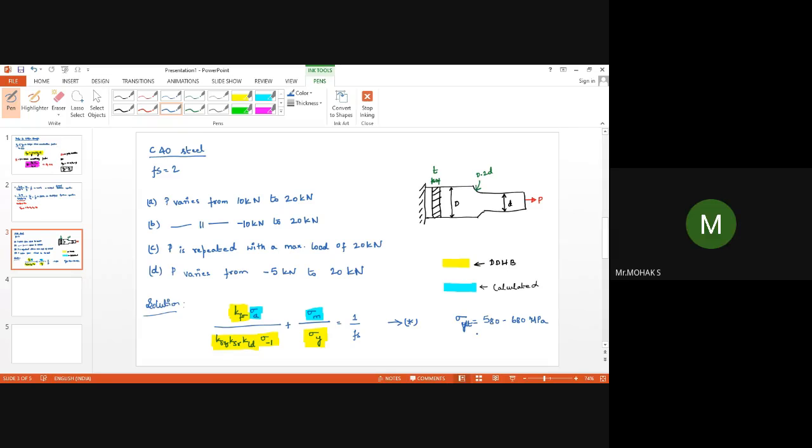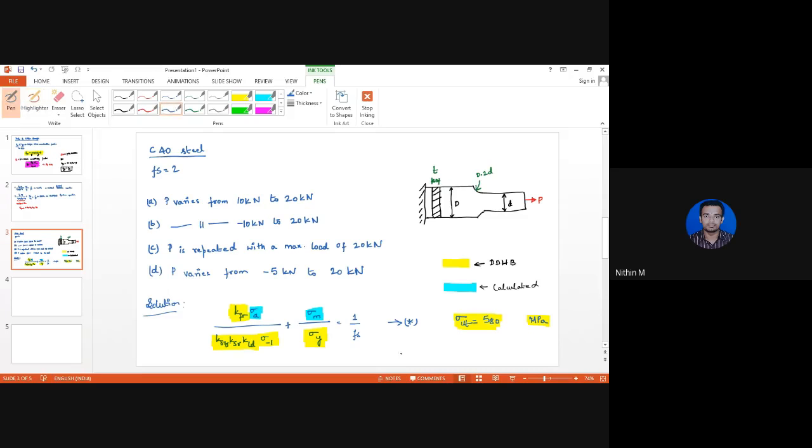Okay, let me reread it. This is sigma u or ut, ultimate tensile strength. So now what can we do? I can choose any value in between 580 to 680. To be on the safer side, let us consider sigma ut to be equal to 580 MPa. Sigma ut is given to be 580 MPa.